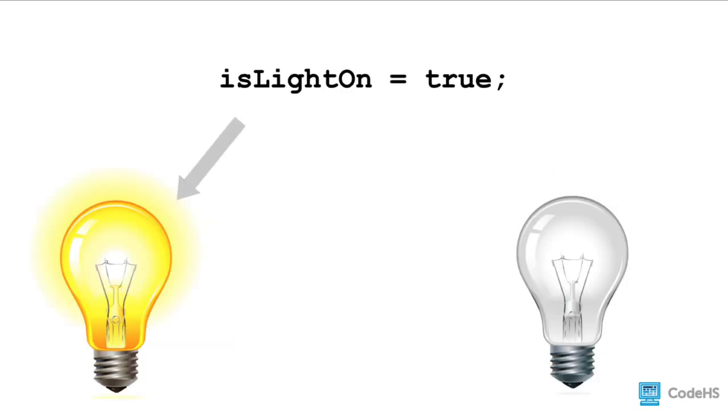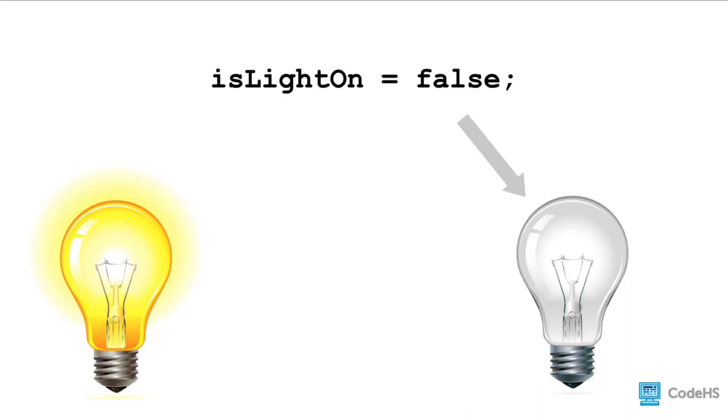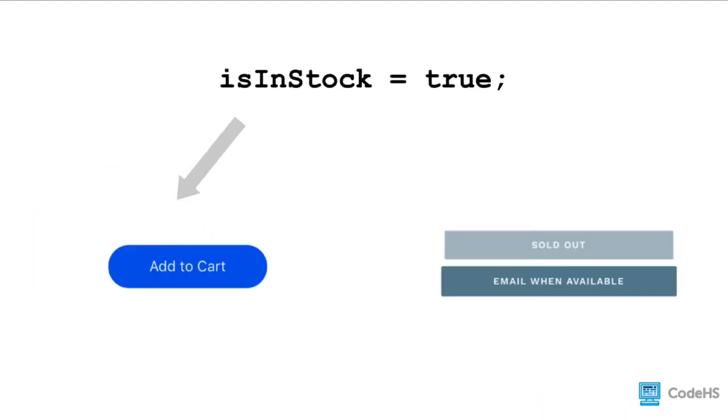Booleans can be used to represent a switch. When the light is on, isLightOn is true. When the light is off, isLightOn is false.